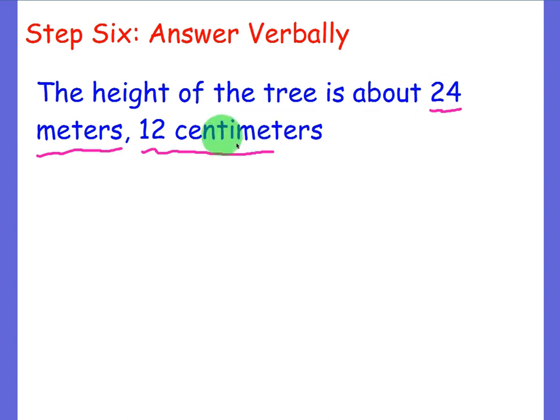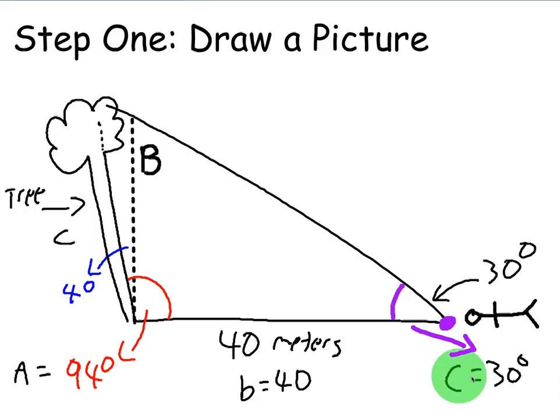The height of the tree is 24 meters, 12 centimeters, and it's always helpful to go back to the picture and take a look. This is how tall the tree is that we just found. It is a little over 24 meters tall. It's a pretty tall tree. It'd take a while to climb. Anyway, that's it for this example of a tree leaning and growing to a certain height. If you have any other questions about this, let me know.